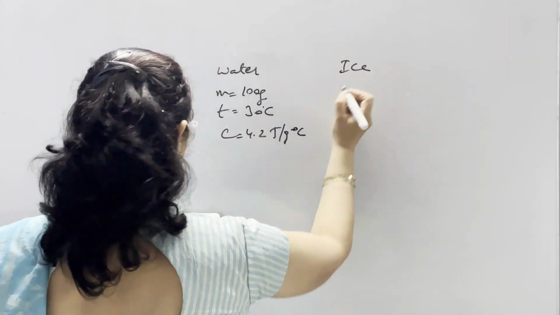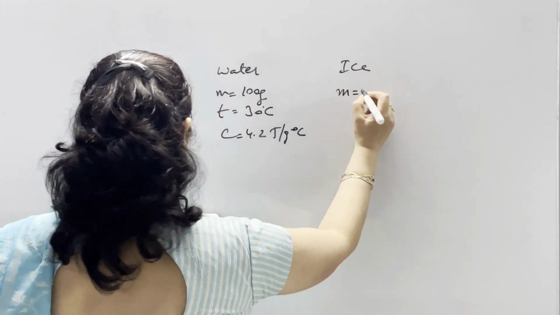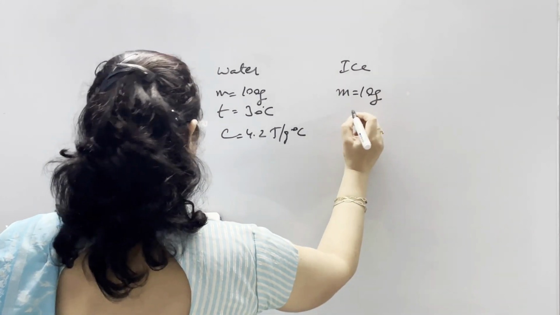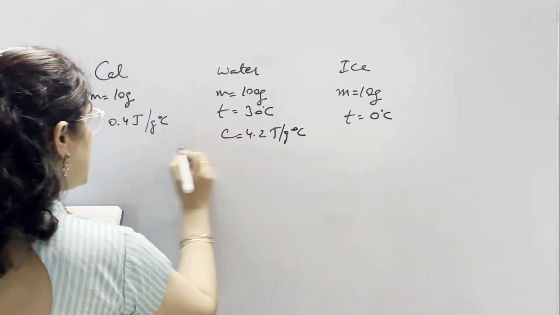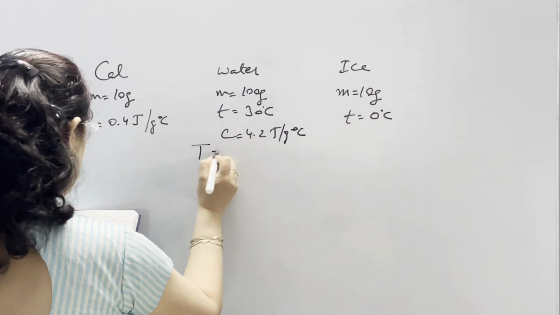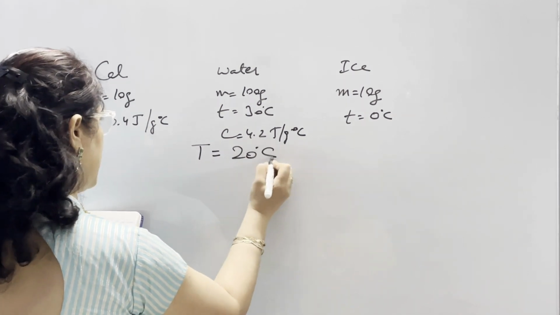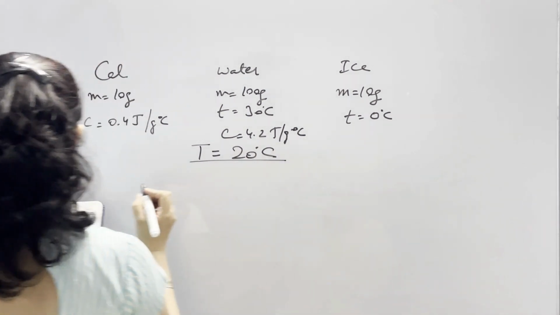Next, ice is also given and the mass of ice is given as 10 gram and the temperature of ice is 0 degrees Celsius and the final temperature for all these is T equal to 20 degrees Celsius. This we have to maintain.